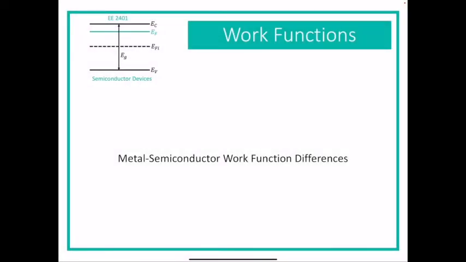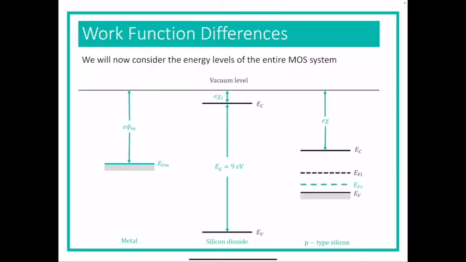We are going to continue pretty much right where we left off, and we're going to start talking about work function differences between the metal and the semiconductor of a MOS device. So we're going to look at the entire MOS system, and we're going to look at all the energy levels, because again, that's my favorite thing to do.